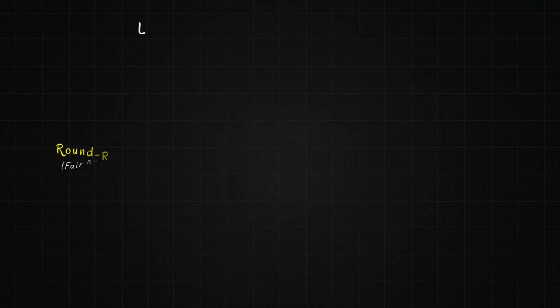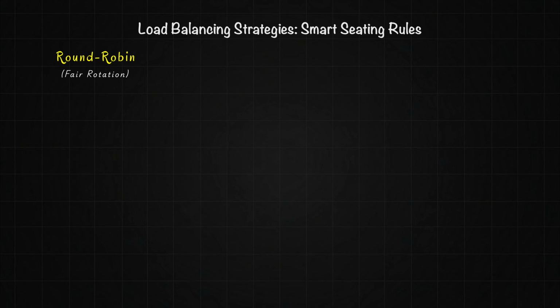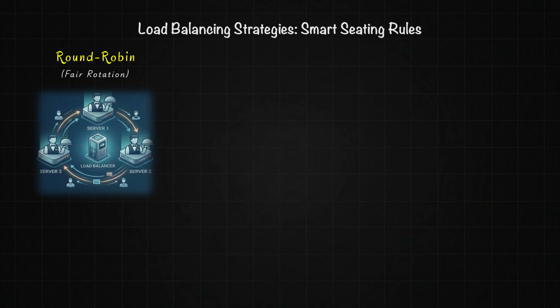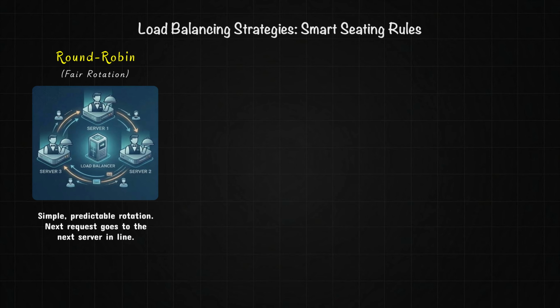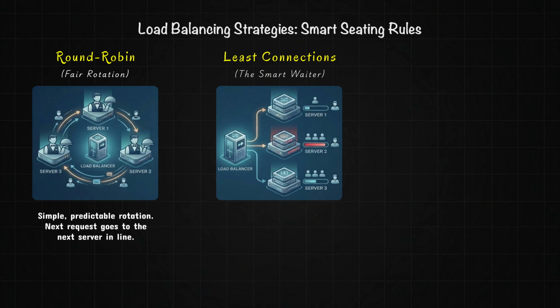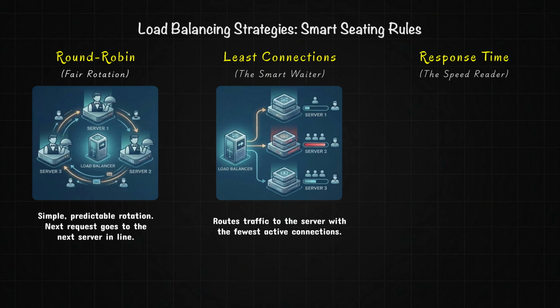But here's the thing. Round-robin is just one way to assign tables. Strategy 1, round-robin, fair rotation. Every request goes to the next server in line. Fair, predictable, simple. Strategy 2, least connections, the smart waiter. Look at how many tables each waiter is currently serving. Send the new customer to whoever has the fewest tables. If server 1 has 2 tables, server 2 has 5 tables, and server 3 has 3 tables, the new customer goes to server 1.